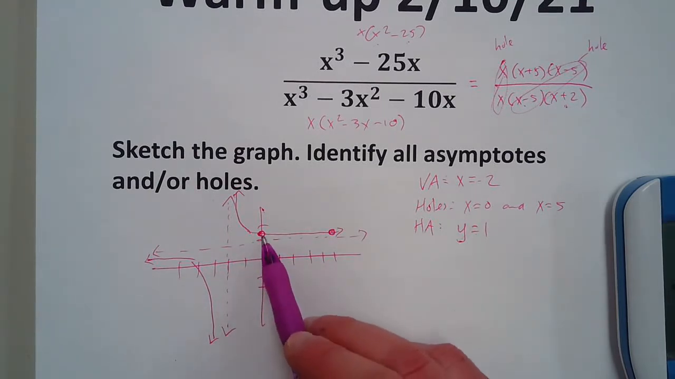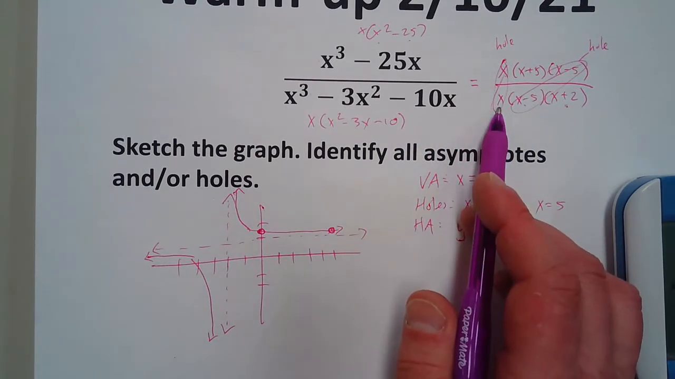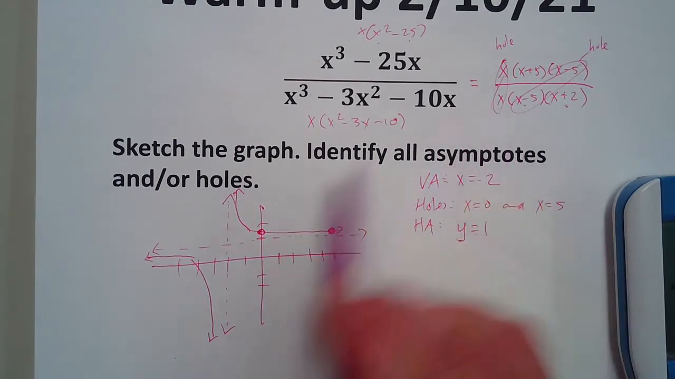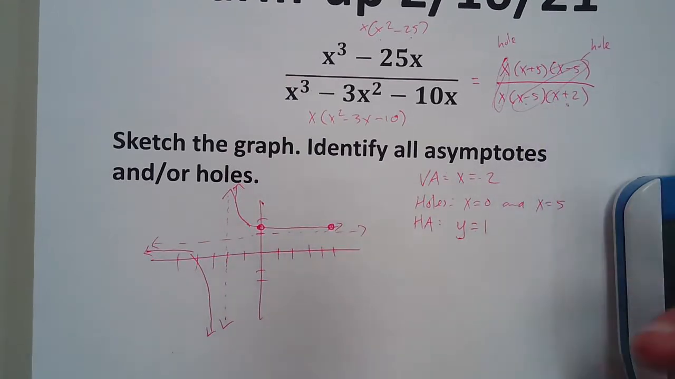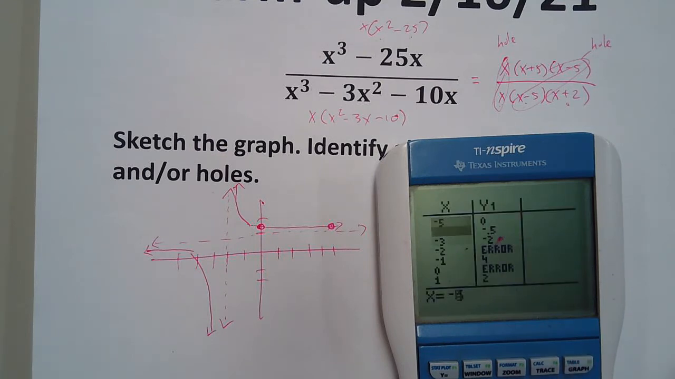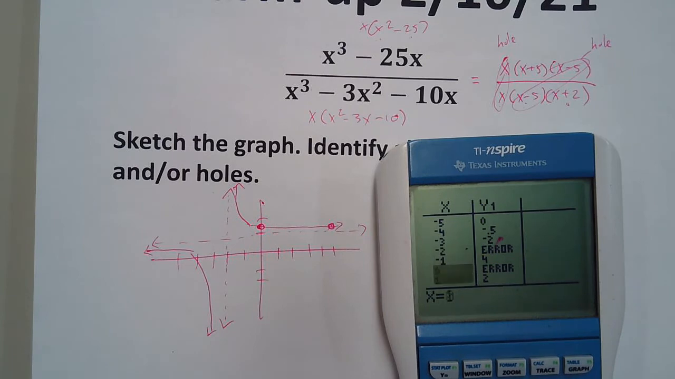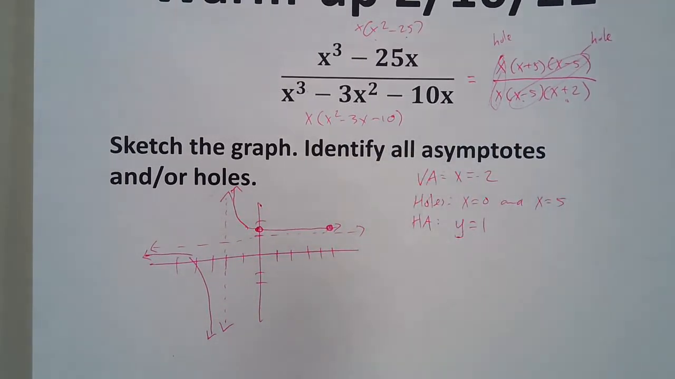But anyway, open circles there because you cannot put those numbers in. If you put 0 into this function, it's an error. If you put 5 into this function, it's an error. If you put negative 2 into this function, it's an error. Those do show up. So let's say you just went ahead and graphed this. If you go to the table, you'll see that you do get errors at 0, negative 2, and positive 5. The difference is one of them is a vertical asymptote. The other two are holes. So yeah, good example of that there.